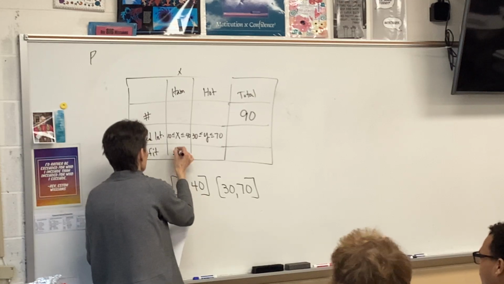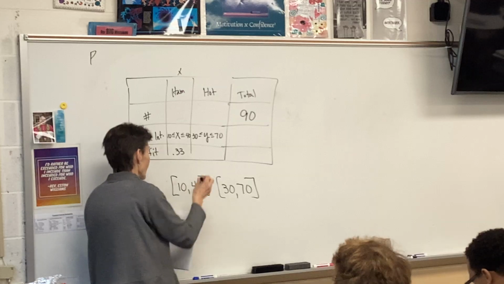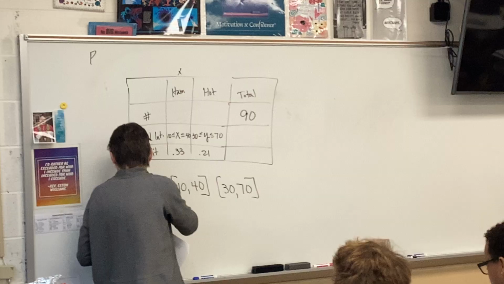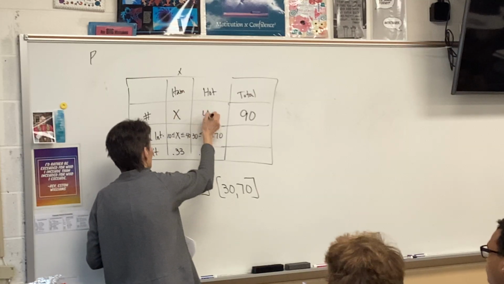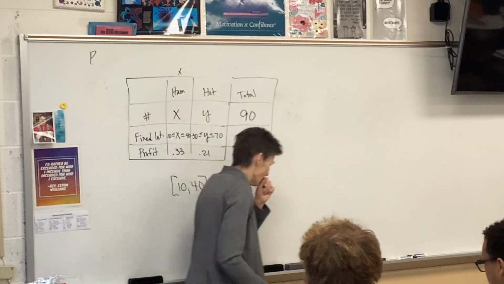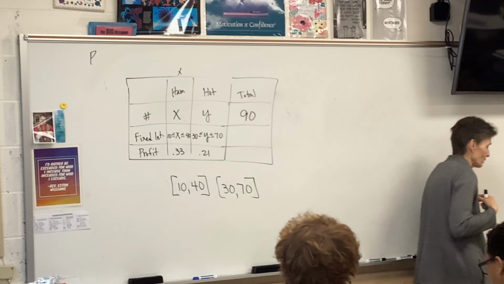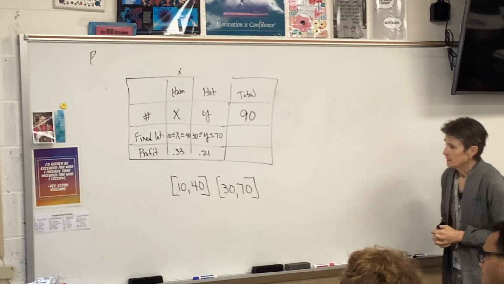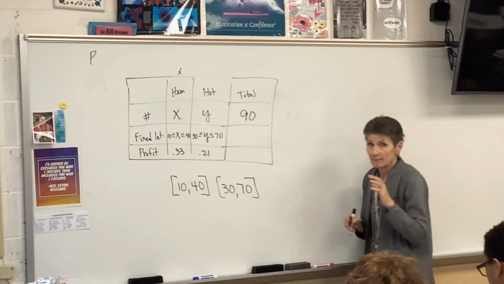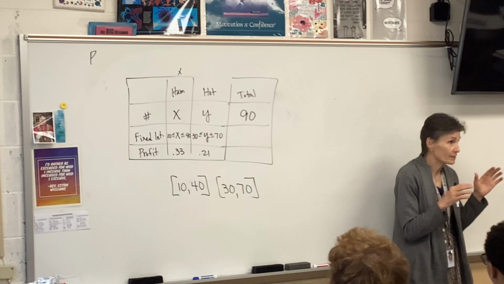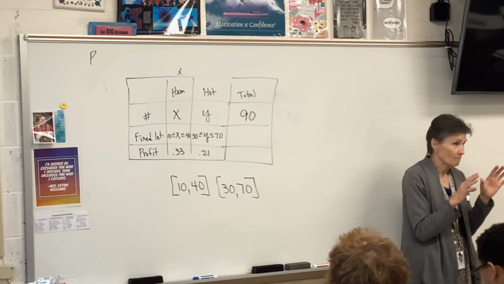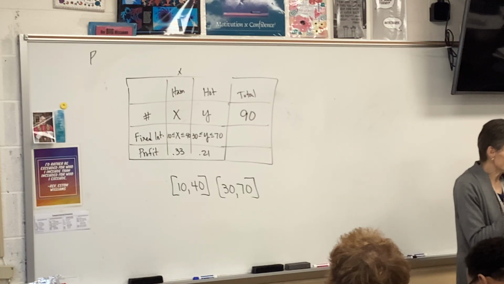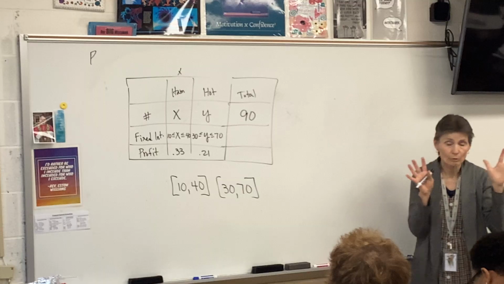Profit on a hamburger is 33 cents. Hot dog is 21 cents. I'm going to let X be the number of hamburgers and Y be the number of hot dogs. What do you think about that? All right. Now, remember, if there are pieces of the chart not filled in, that's okay. What is your job? Every number goes in the chart. Once you have all the numbers in the chart, whatever it is, okay? So I'm not worried at all.